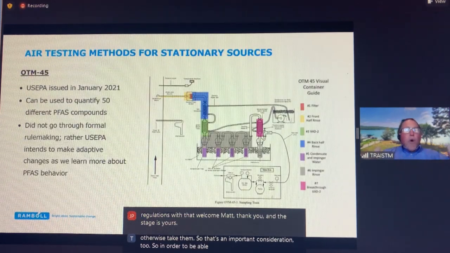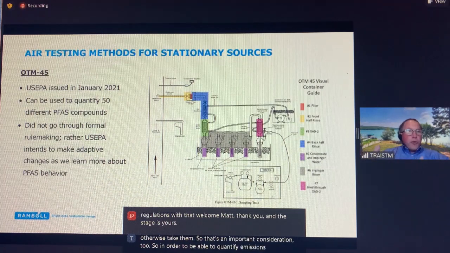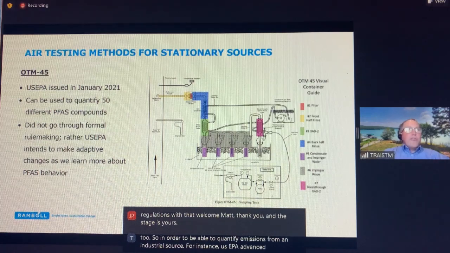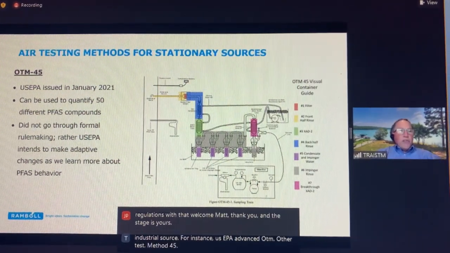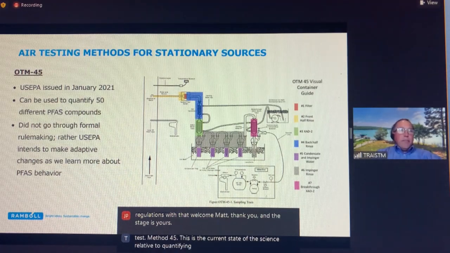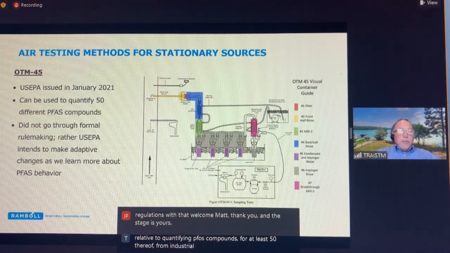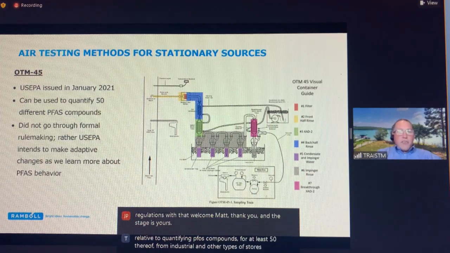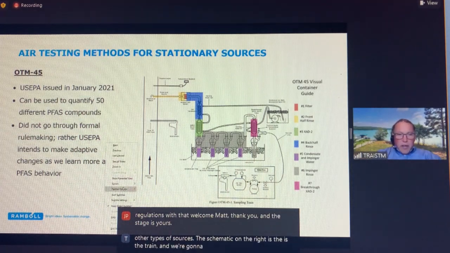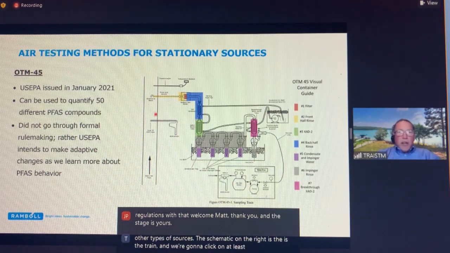So in order to be able to quantify emissions from an industrial source, for instance, USEPA Advanced OTM, Other Test Method 45. This is the current state of the science relative to quantifying PFAS compounds, or at least 50 thereof, from industrial and other types of sources. The schematic on the right is the train, and I'm going to put my laser pointer on here to show you a couple of things.